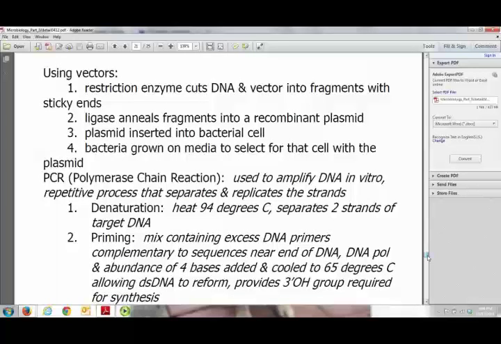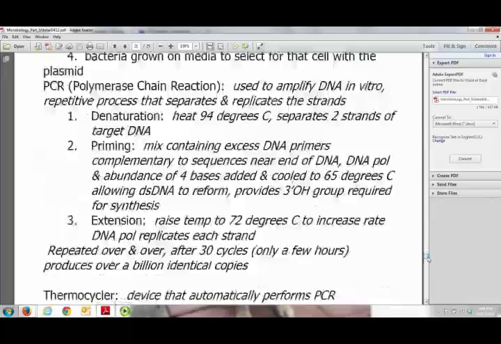So PCR, or the polymerase chain reaction, is used to amplify DNA in vitro. It's a repetitive process that will separate and replicate the DNA strands. During the denaturation phase, the DNA is heated to 94 degrees Celsius, and this separates the two strands of target DNA. During priming, you're going to lower the temperature down to 65 degrees Celsius and add in a mix containing excess DNA primers and complementary sequences near the end of the DNA.